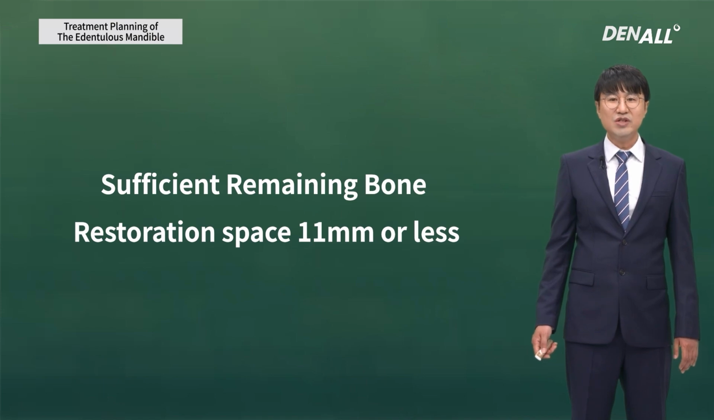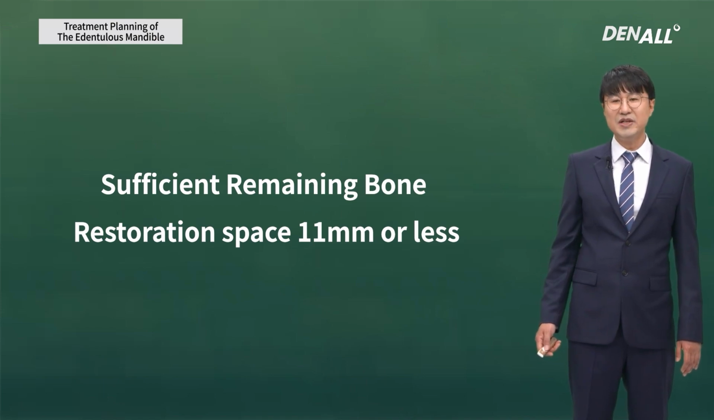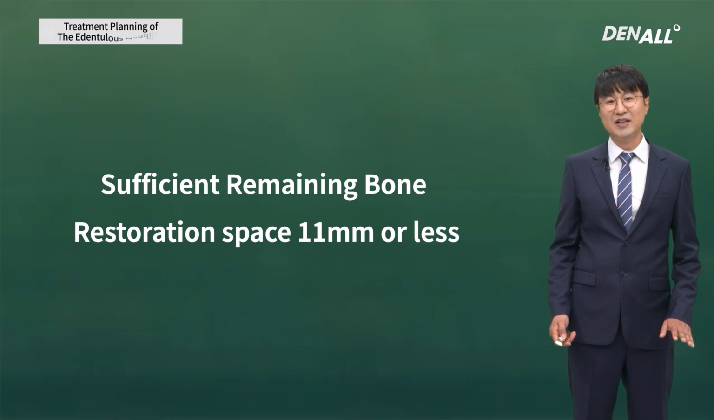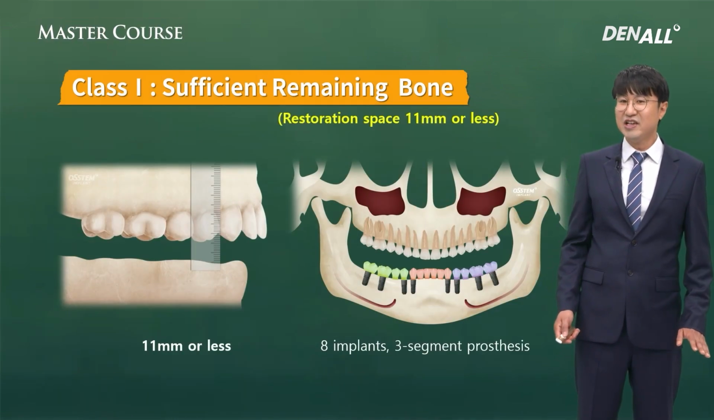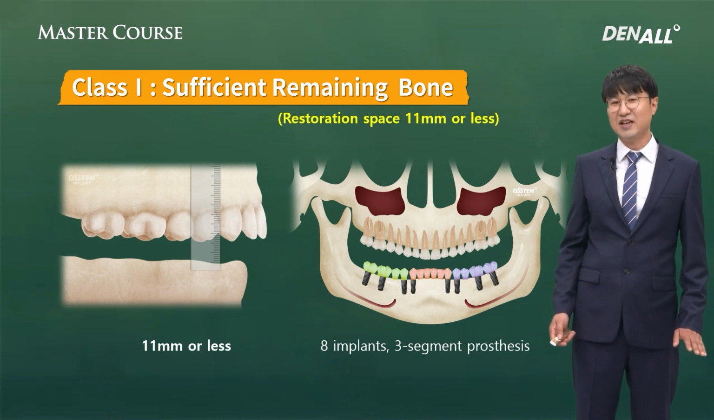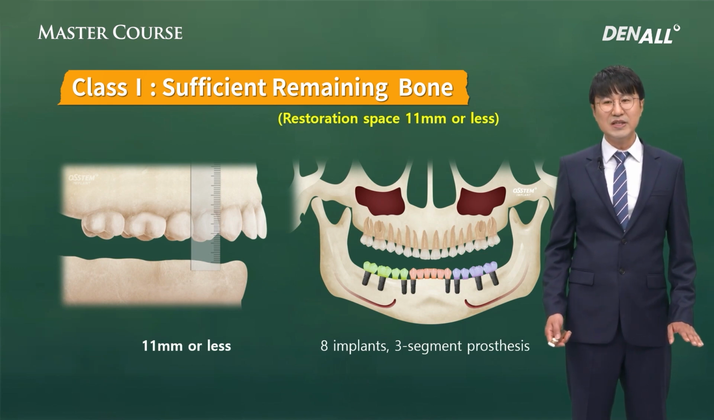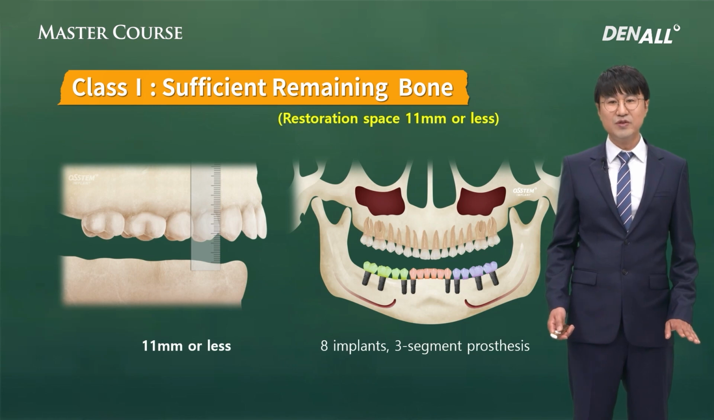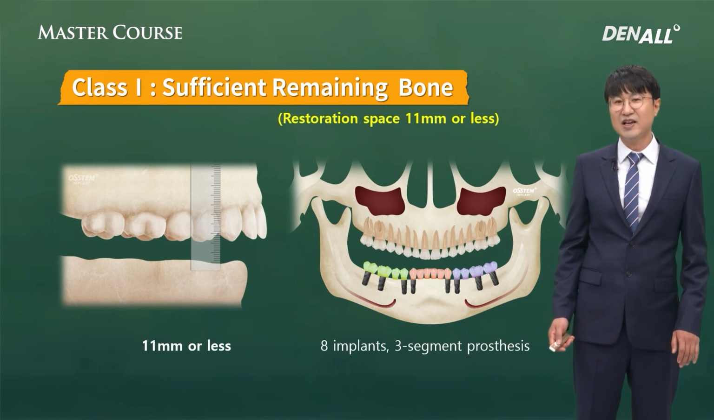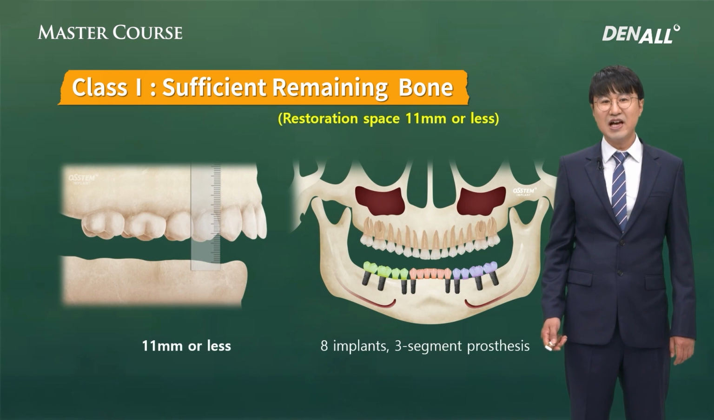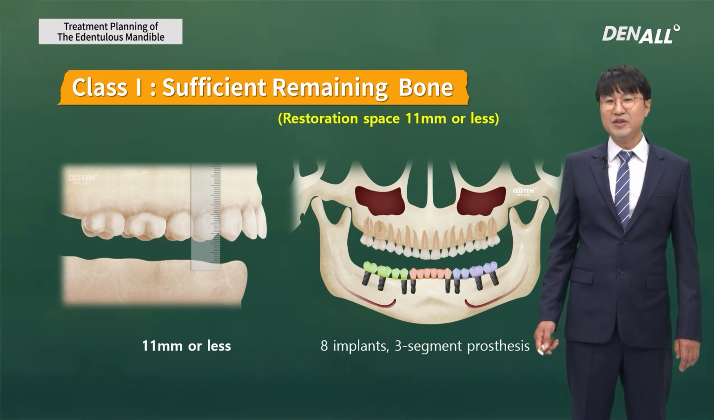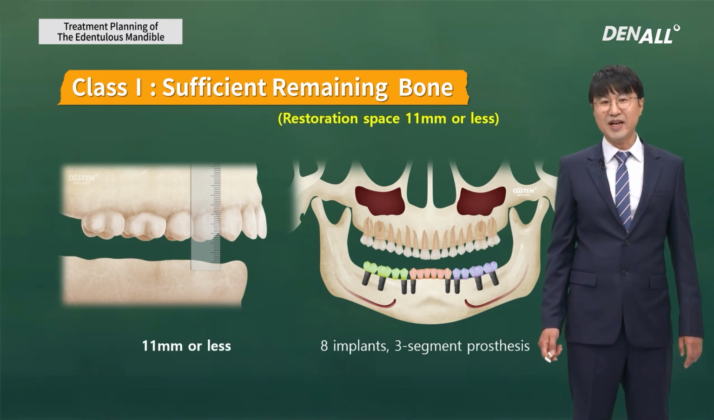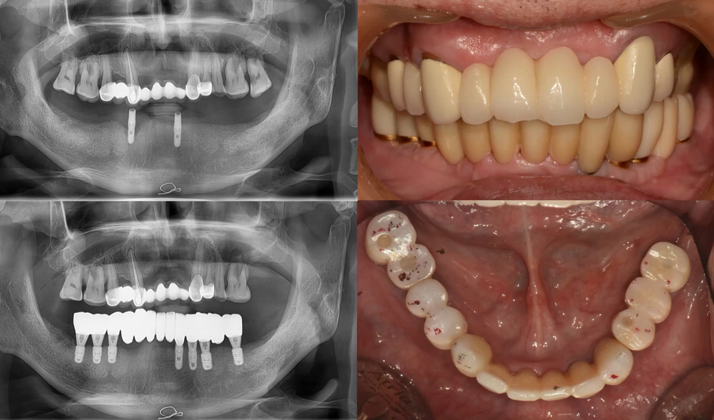So first, where you have sufficient bone and space is less than 11 millimeters. If you have looked at the previous lectures, you probably can guess what I'm now going to say. With the premolars base, if it's less than 11 millimeters, then it's an indication for fixed prosthesis. So here, our recommendation is not to do overdenture. 8 implants can be used and can be restored with 3 segments. That's what I mostly do.